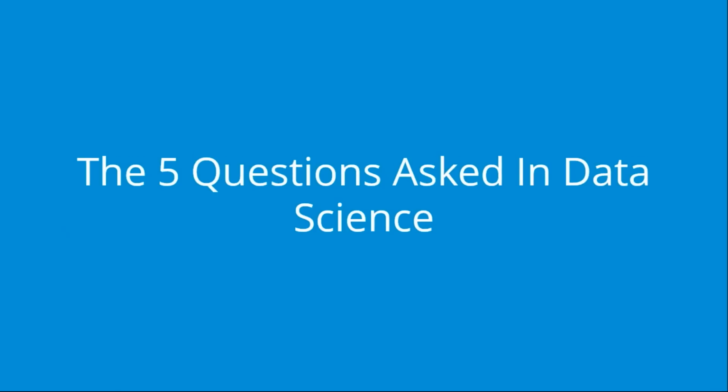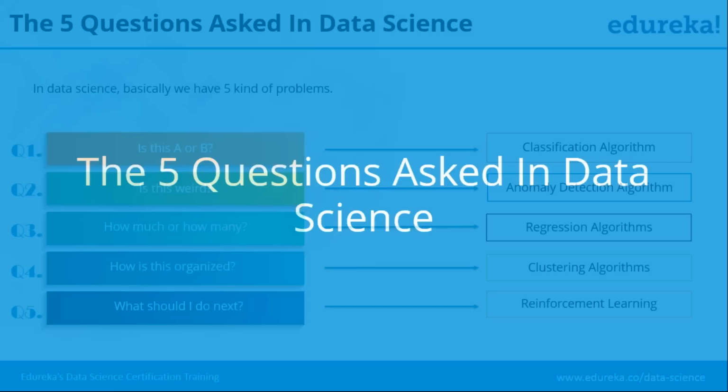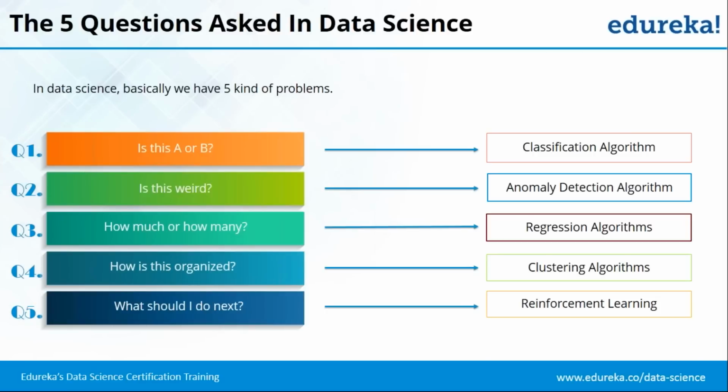So our first topic for today is the 5 questions, the only 5 questions which can be asked to you in data science, and based on these questions you decide which algorithm to use. Right, so the 5 questions are these. The first question that could be asked is this A or B? Is this an apple or a pineapple? Is this a pen or a pencil? Is it a mouse or an elephant? When you have these kinds of questions, the algorithm for them is the classification algorithm.